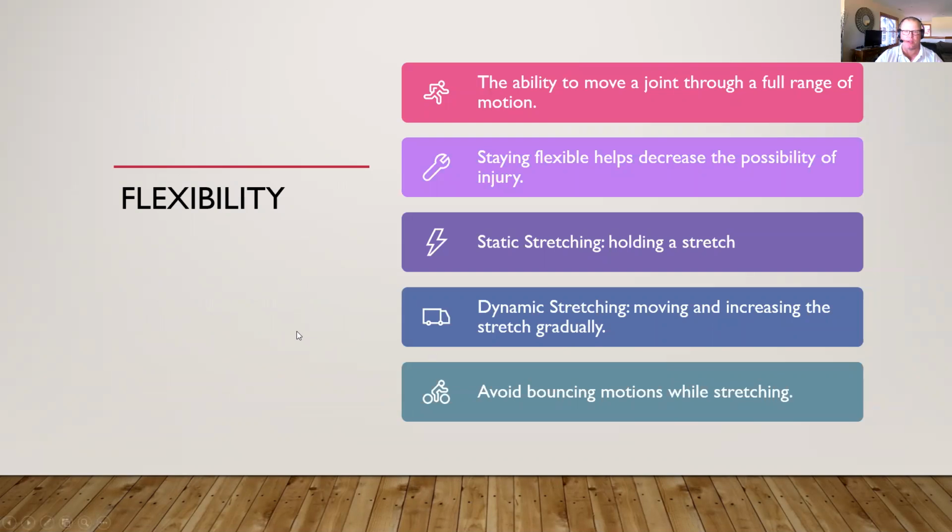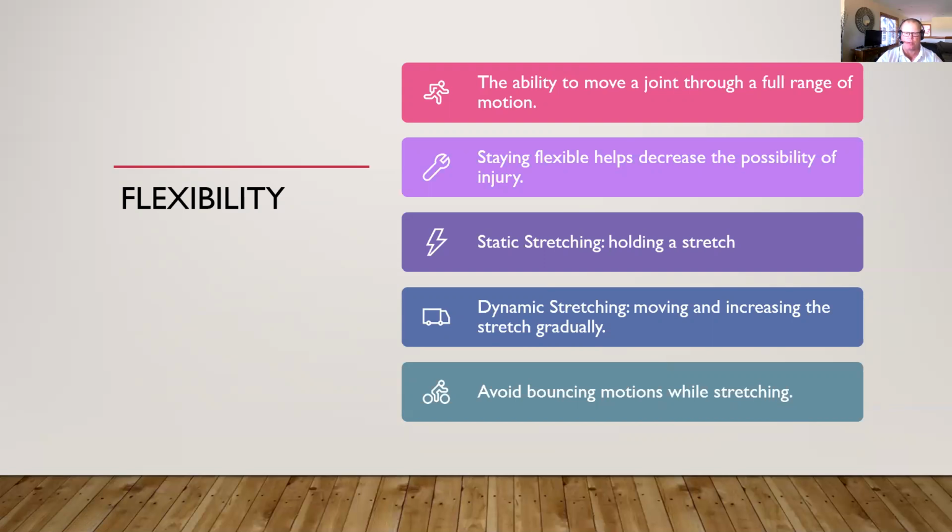Next term is flexibility. Flexibility is the ability to move a joint through a full range of motion. Staying flexible helps to decrease the possibility of injury. Static stretching is a term we refer to in flexibility, and this is holding a stretch. This would be like, for instance, sitting down in the hurdler stretch, and you're going to reach towards your toes and hold that position for 15 to 30 seconds. That would be considered a static stretch.